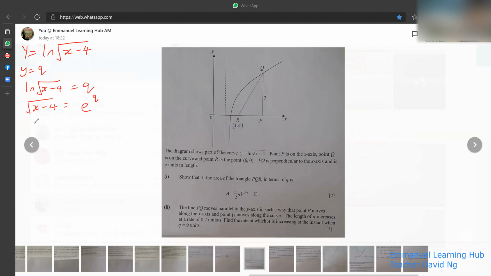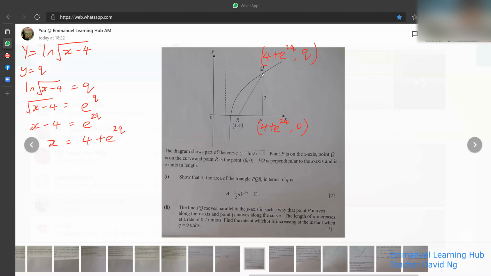Okay. Then I square both sides: e to the power of 2q. So x is equal to 4 plus e to the power of 2q. That's your x. So the coordinates of P are 4 plus e to the power of 2q, and 0. These are the coordinates of P. How about the coordinates of Q? The coordinates of Q would be 4 plus e to the power of 2q, and q.